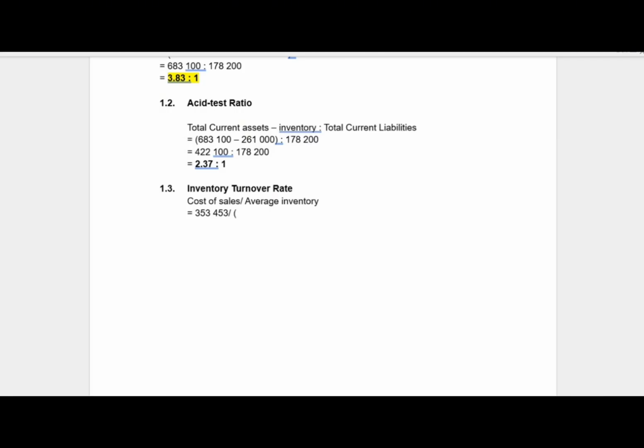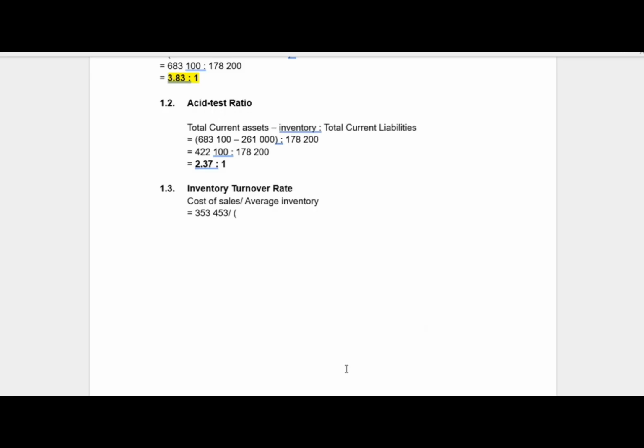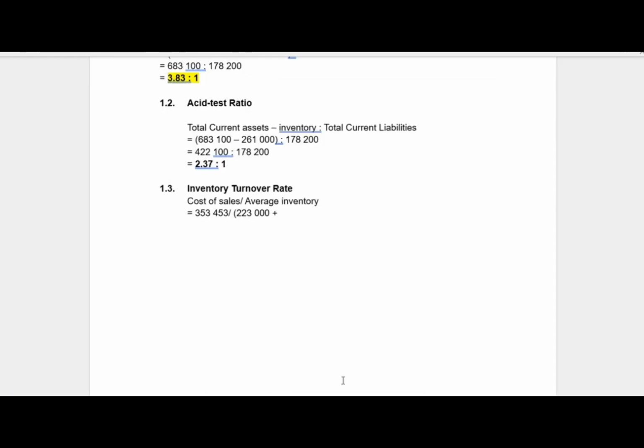you add them and you divide by 2. So let's do that quickly. How much is our opening inventory? Our opening inventory is 223,000, plus our closing inventory, which is 261,000. We close brackets there and we divide by 2.